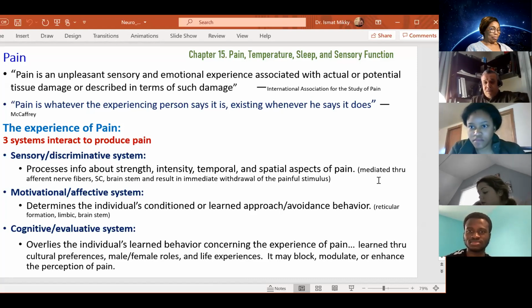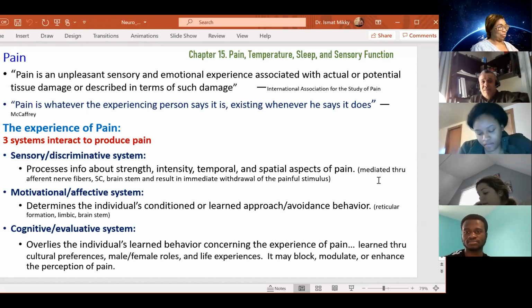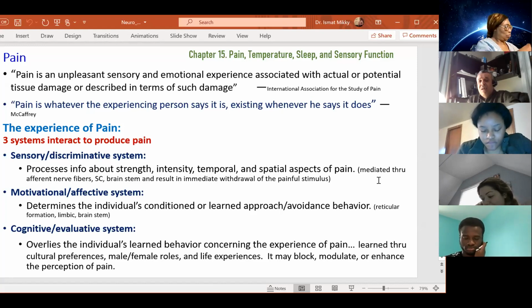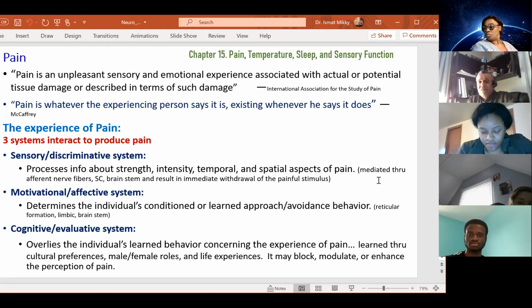Today's lecture will be on the neurological system, and it's the pathophysiology of the alterations that affect the nervous system. We start with chapter 15 about pain, temperature, sleep, and sensory function. We will focus on pain and temperature, because the sensory function, which is the ear and eye problems, will be covered in adult health too.